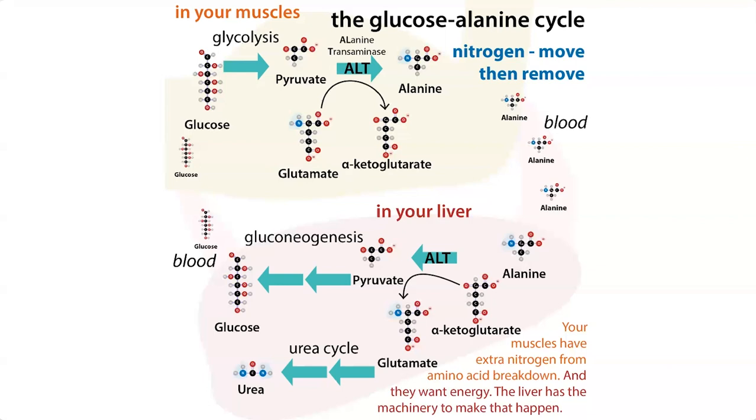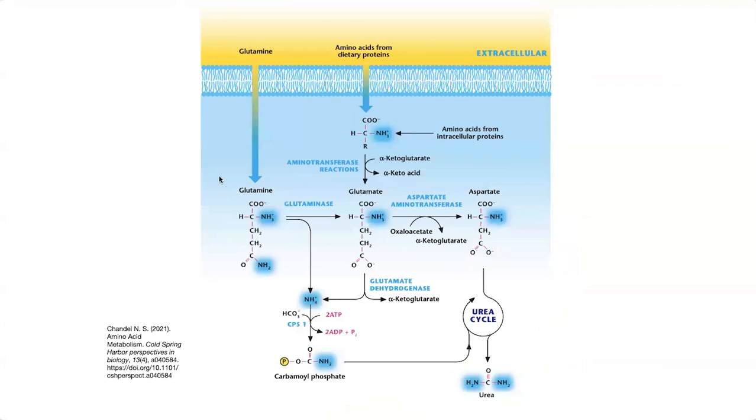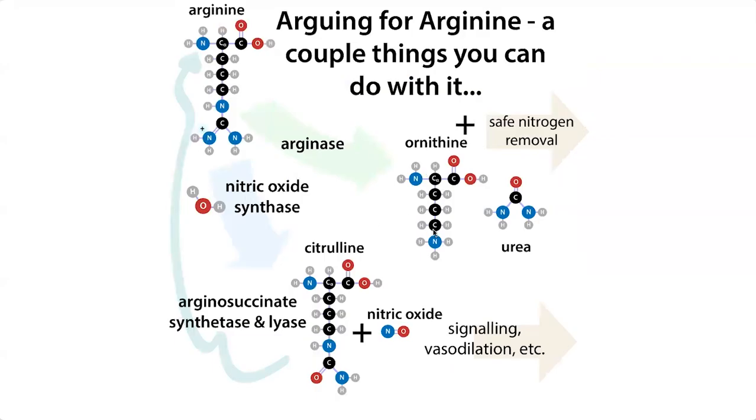AST is also really important. That's going to be taking oxaloacetate and making aspartate. Aspartate is a component of the urea cycle. So you're getting one of the amino groups from glutamine or glutamate, and then you're getting another one from this aspartate, which can then enter the urea cycle. This transfer happens by aspartate aminotransferase, and so AST is really important for getting rid of that waste safely. Arginine is also an important component.